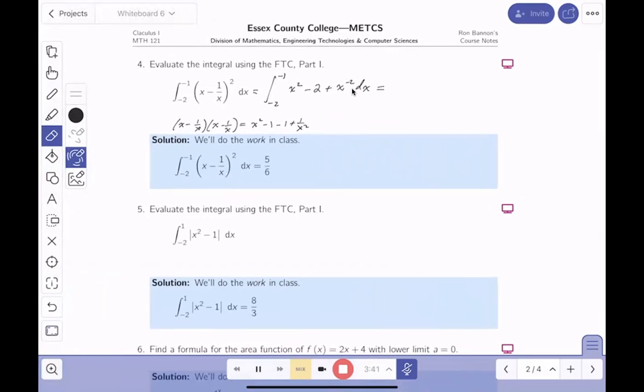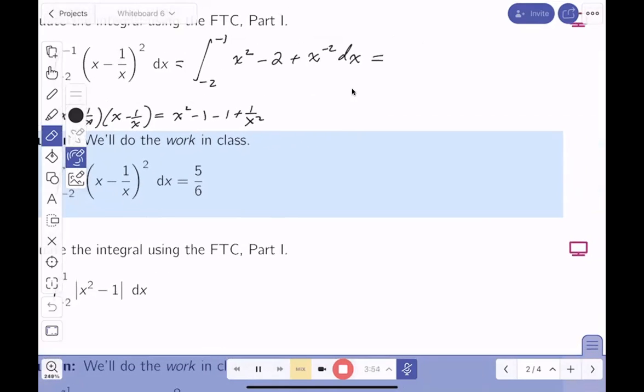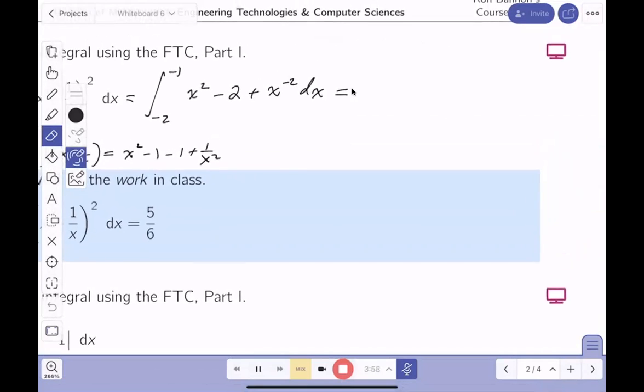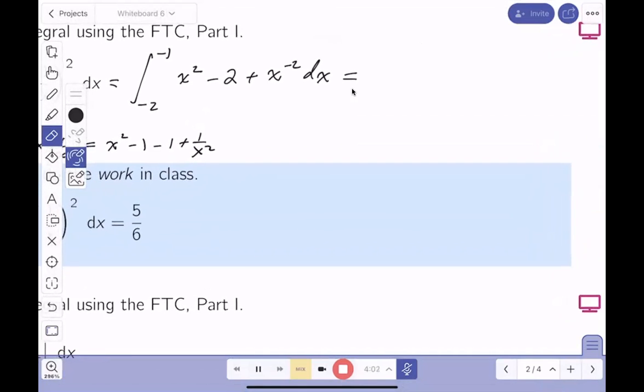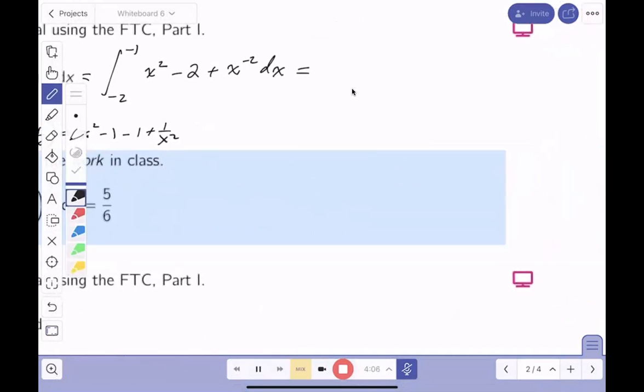Let's see if I did that multiplication right. So x times x is x squared. That looks pretty good. Then x times minus 1 over x would be minus 1, and I get minus 1. Yeah, I think I did it right. So I got x squared minus 2 plus x to the minus 2. Let's put this down now. Maybe I made a mistake somewhere. So did I get the right limits? Yeah, I think I did. Let's put this down. That's my second time trying it, right?